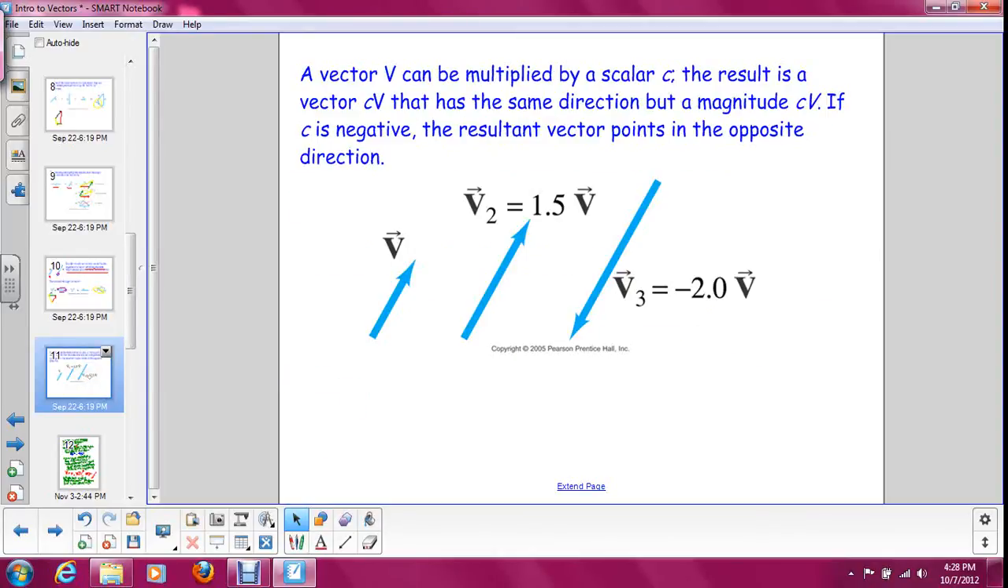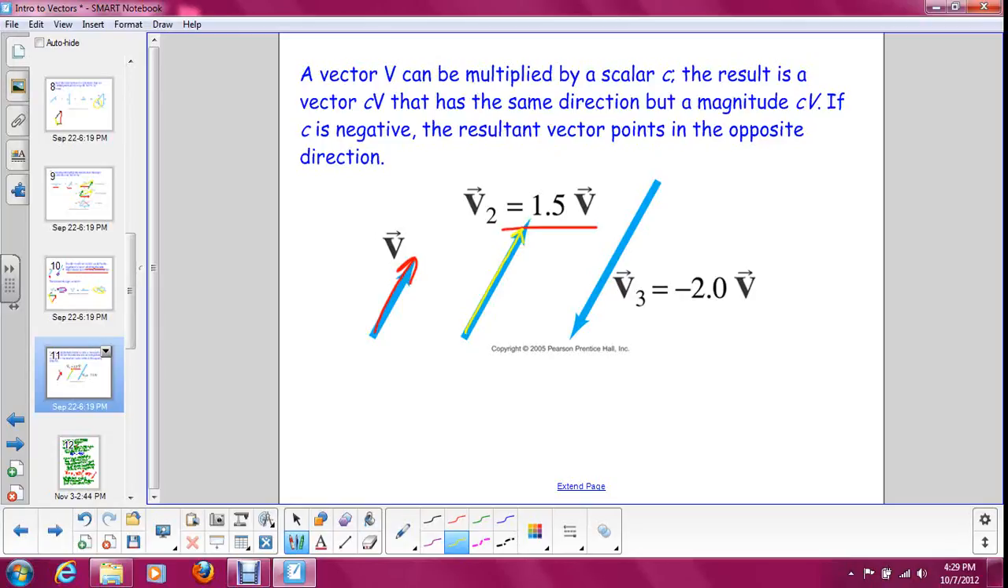We can also multiply vectors. So we can not only flip them around if we're making them negative, we can also change their magnitude. A vector v can be multiplied by a scalar c, and the result is the same direction but a magnitude of c times v. So for example, if we have the vector v here, if we want 1.5v, we have to keep the arrow pointing in the same direction because the direction hasn't changed, but its length has increased by 1.5.